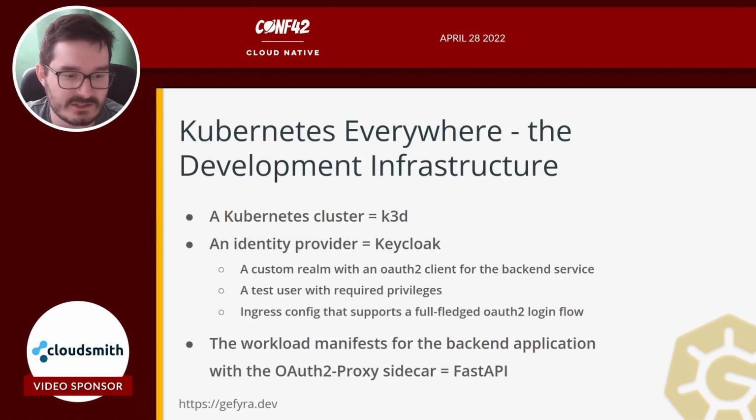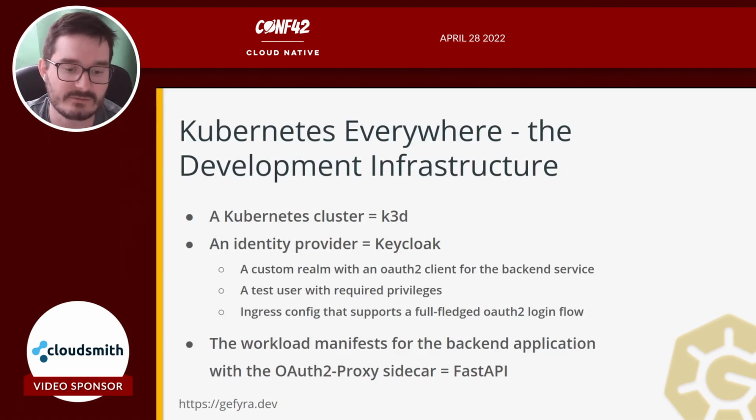My demo application will demonstrate an OAuth 2 login flow, or more precisely an OpenID Connect flow. So I need some sort of identity provider. In my example, I will be using Keycloak. And for that to work, I need a custom realm with an OAuth 2 client for my backend service. I need, of course, a test user with the required privileges to log in. And I need the ingress configuration that supports that local, fully fledged OAuth 2 login flow for my demonstration.